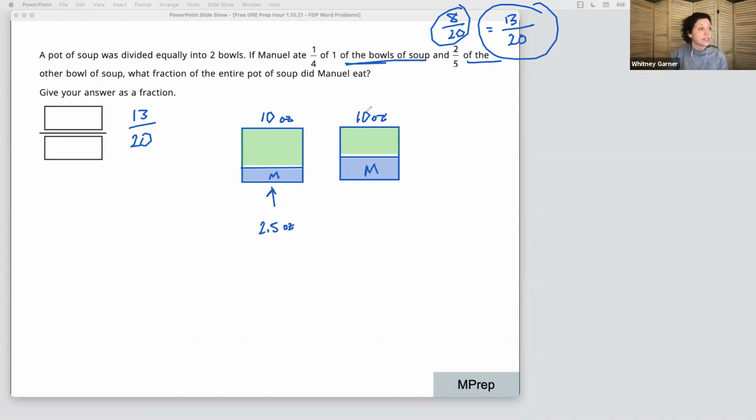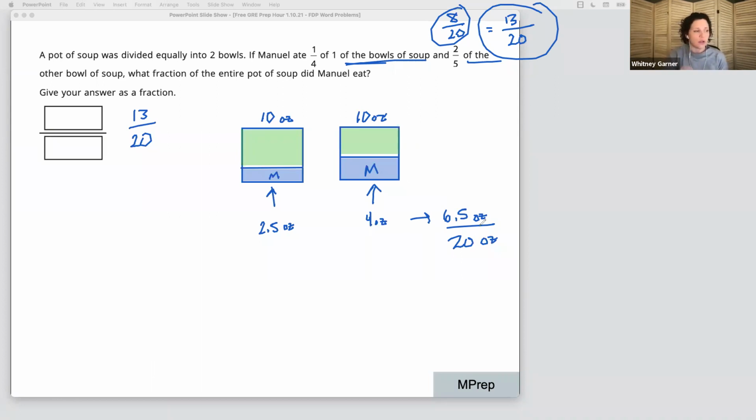Okay. And now in the second bowl, Manuel is having 2/5 of this bowl. Yeah. So Manuel is having 4 ounces. So Manuel is having 6.5 ounces of soup out of a total 20 ounces of soup. And so this is clearly less than half, clearly less than half.